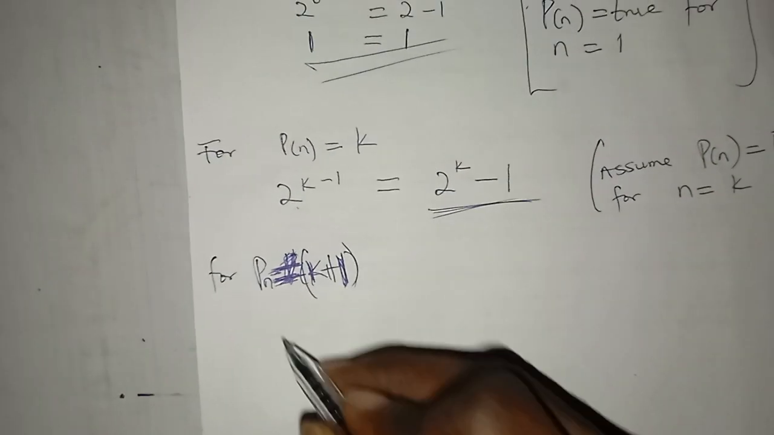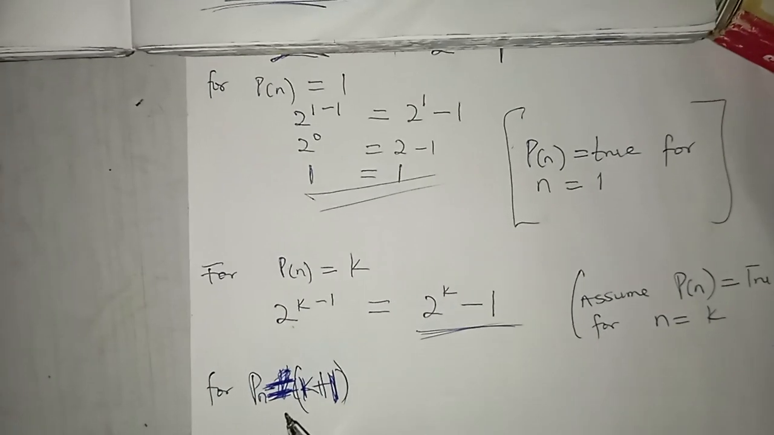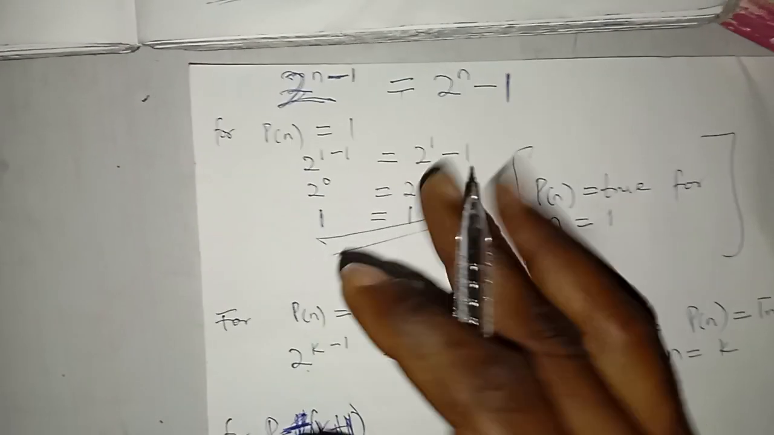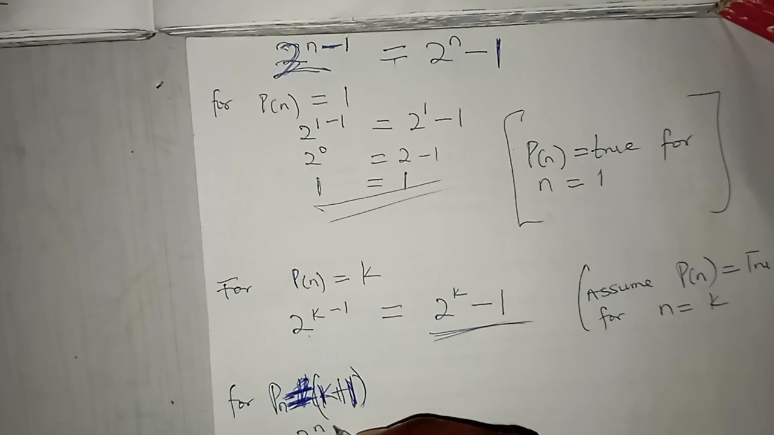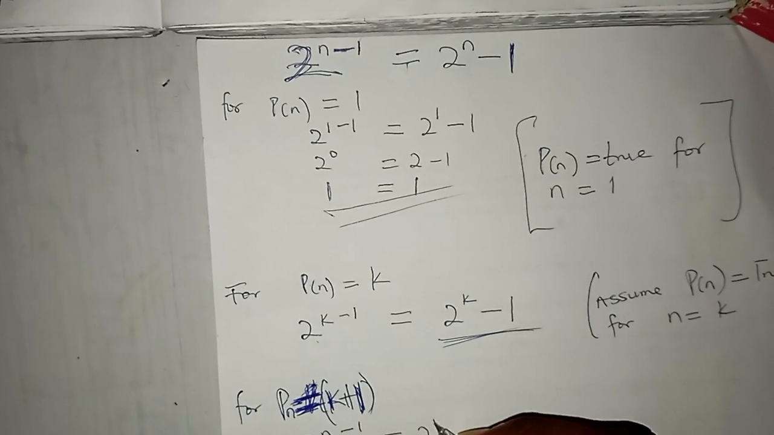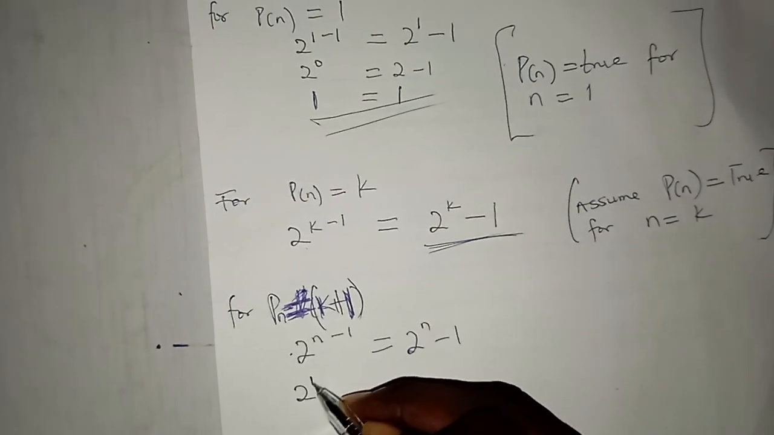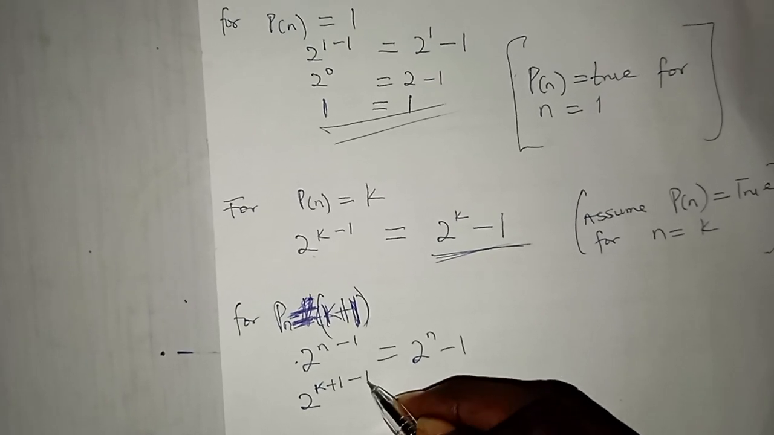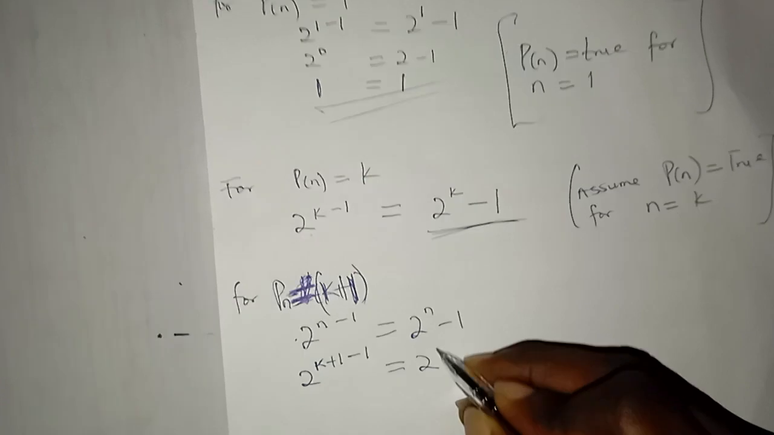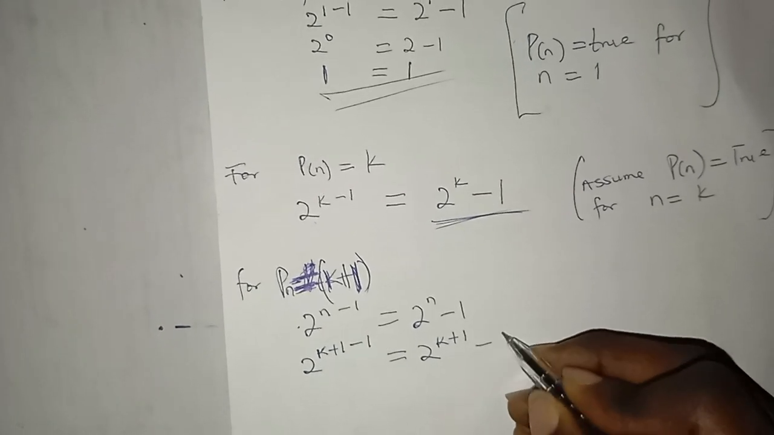So I will now have, where I see my, remember what I started with, the question. So 2 raised to power n minus 1 equals 2 raised to power n minus 1. So I will have 2 raised to power the k plus 1 term, raised to power k plus 1 minus 1, is equal to 2 raised to power k plus 1. Anyway, I replace it with k plus 1 minus 1.